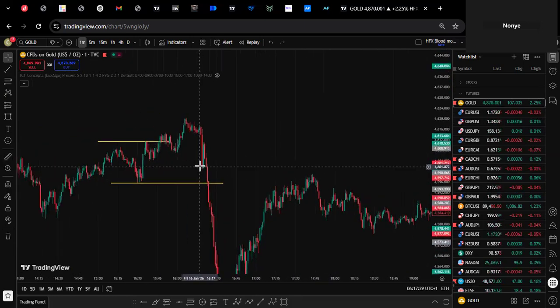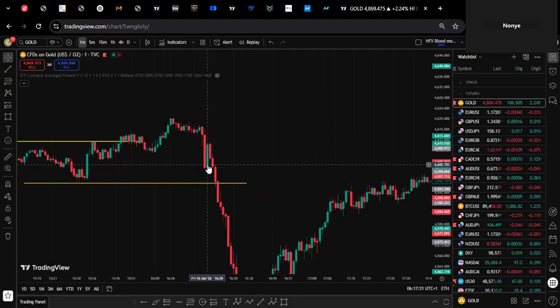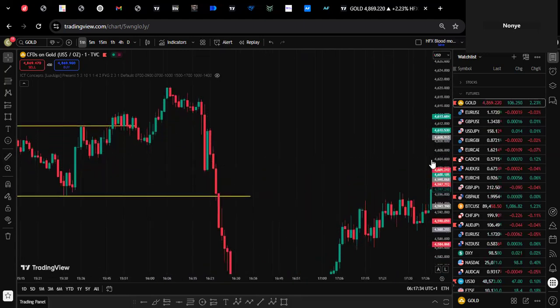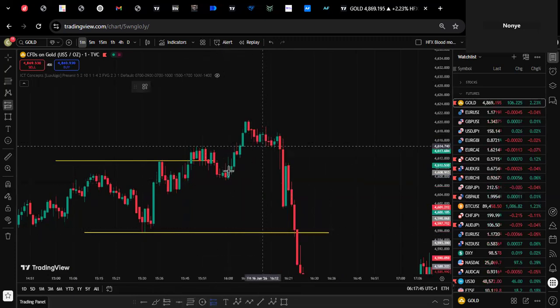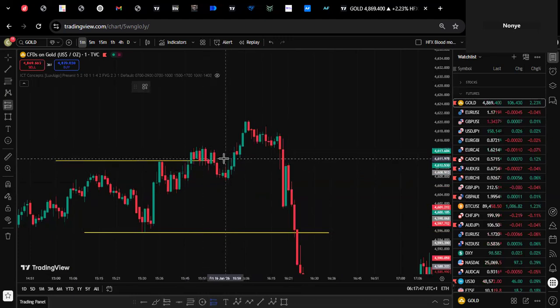I don't want to make it so complicated, right? Okay, still there's no February gap here. Right? There's no February gap here still. But you can check if you have bought from here, the best point is to buy from this yellow line, right?